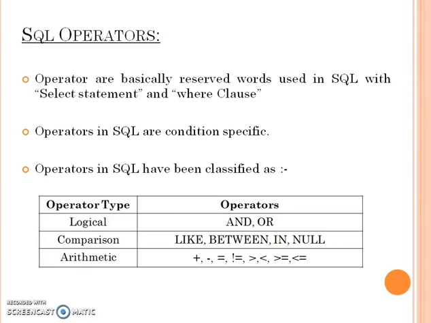Operators in SQL are condition specific. In order to check any conditions in SQL, we use operators. Operators have been classified in SQL into three categories: logical, comparison and arithmetic. In this video series, I will be talking about the AND and OR operators that come under the category of logical operators.